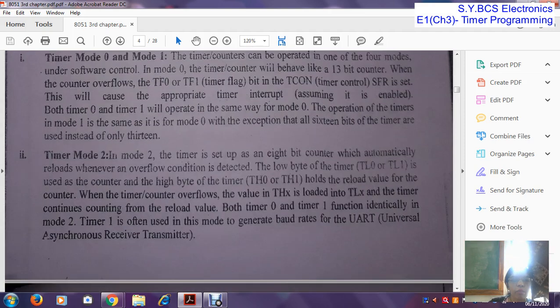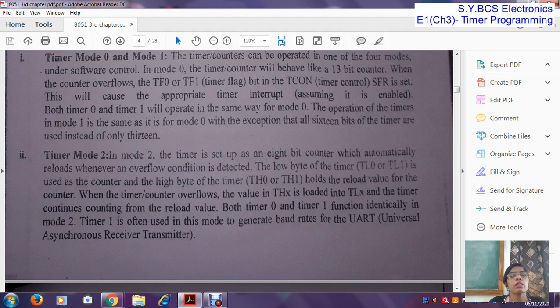Okay, now the timer mode 2. In timer mode 2, the timer is set up as an 8-bit counter which automatically reloads whenever the overflow condition is detected. So timer mode 2 is used for auto reload. In mode 2, only the higher byte is loaded, and the lower byte is a copy of the data loaded in the higher byte.